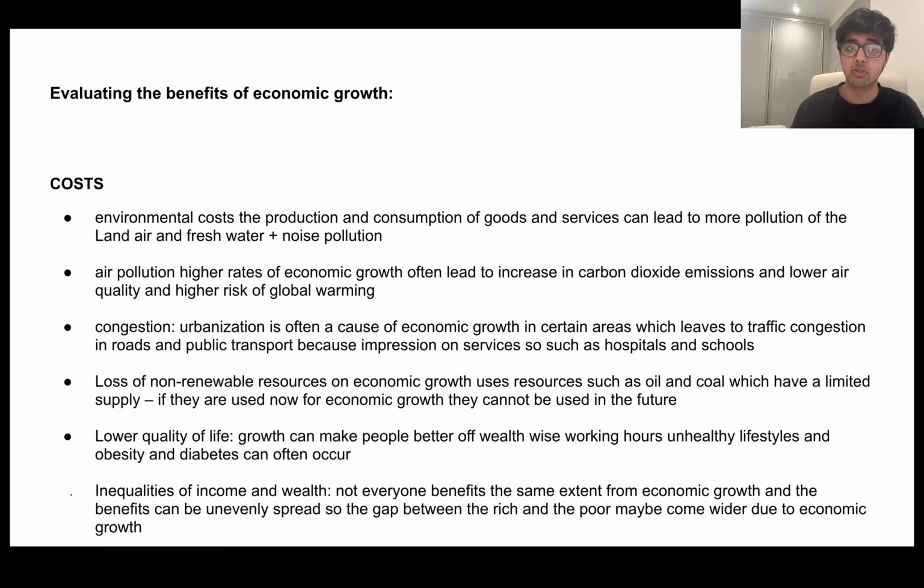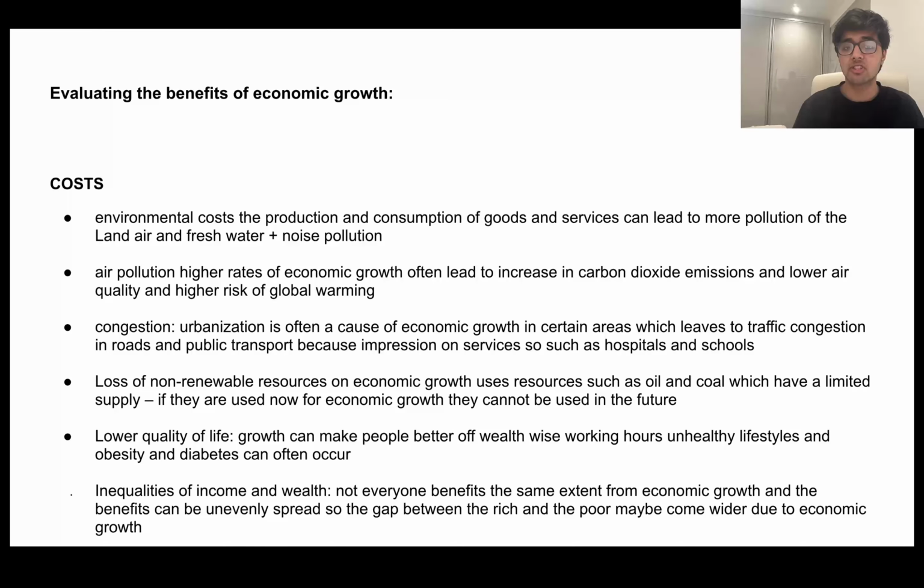Some costs of economic growth include the environmental cost of production and consumption of goods, such as pollution of land, air and fresh water, even noise pollution. Air pollution due to high rates of economic growth often leads to increased carbon dioxide emissions and lower air quality, leading to high risks of global warming and climate change.